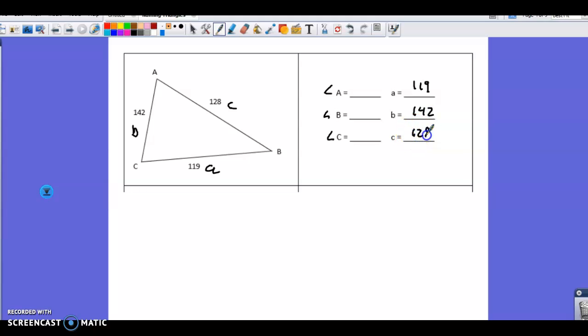C is 128. Okay, so one of the things to be mindful of is in all triangles, whatever the largest side is, so if B is the largest side, then angle B has to be the largest angle. That's always true. It's a good way to check to make sure your answers make sense. Does your longest side give you your largest angle, or does your largest angle give you your longest side? And vice versa. If this is the smallest side, the 119, then angle A would be the smallest angle of the three. So it always has to line up, and the one in the middle is with the one in the middle.